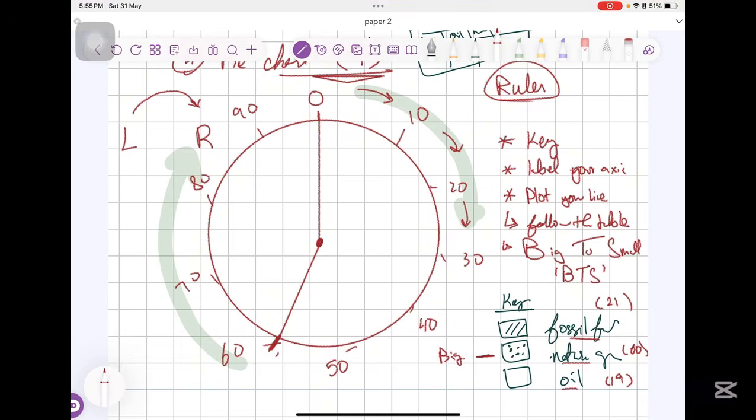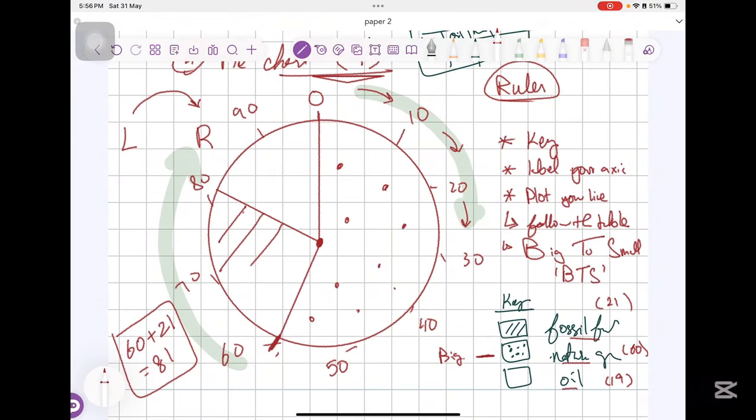You said that natural gas was dotted, then make it a dot, polka dotted. Then the second in line is fossil fuels. It's 81. How do we find this? You add 60 plus 21, it's going to be 81. That's how you find your second data point. Then you follow your key, so you make it like this. This is fossil fuels. And lastly is oil.